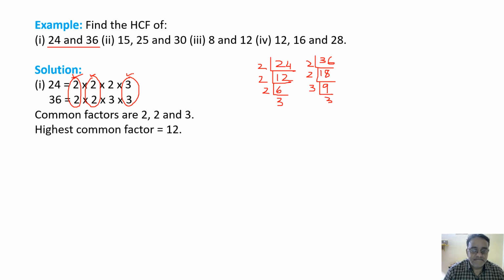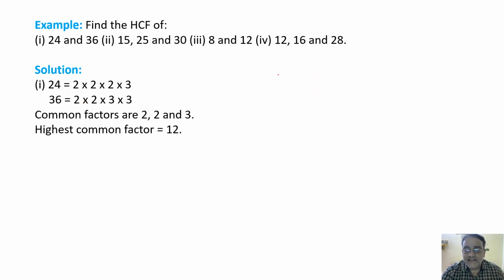Okay. Right. Now we'll move to the next question, 15, 25 and 30. Let us find the prime factorization of 15. In 15, 2 is not there, it is 3 into 5. Both are prime numbers. Next, 25 is also very small, 5 into 5. Now next is 30. You have to divide it by 2 first. You will get 15. Again 15 you divide by 3. You will get 5.